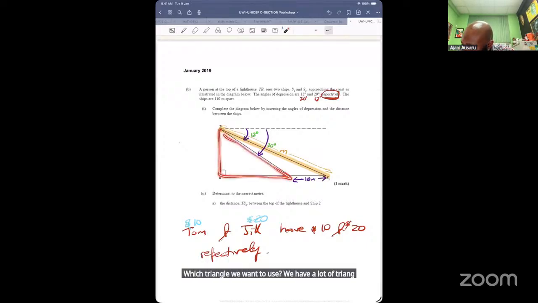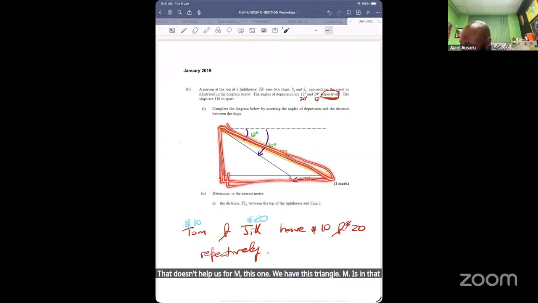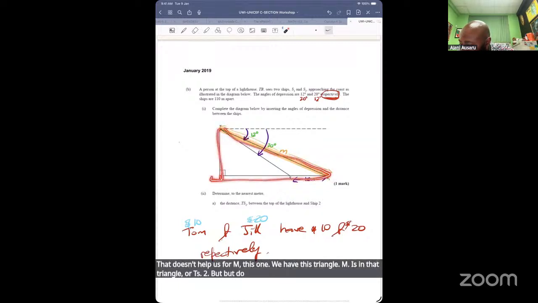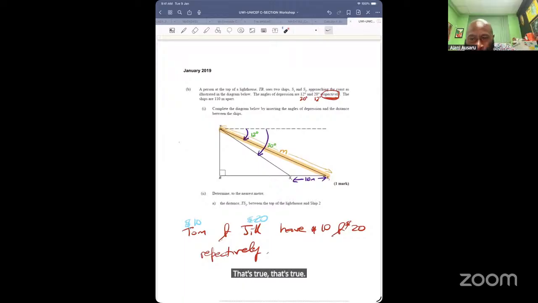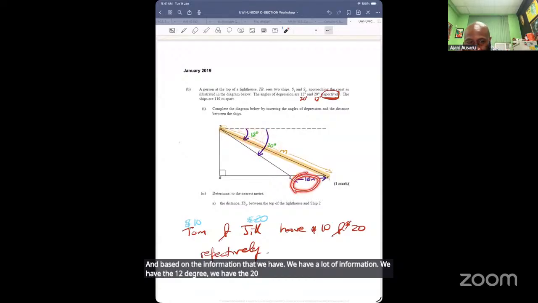We have this triangle. That doesn't help us for M, this one. We have this triangle. M is in that triangle, or TS2. But do we have enough information? I don't know. Maybe not. And we also have another triangle, which is this one right here that I just drew. Everybody see that? Yes, sir. All right. Which triangle do you think we may want to work with based on the information that we have? We have a lot of information. We have the 12 degrees, we have the 20 degrees, we have 110 here, and we want to find M.